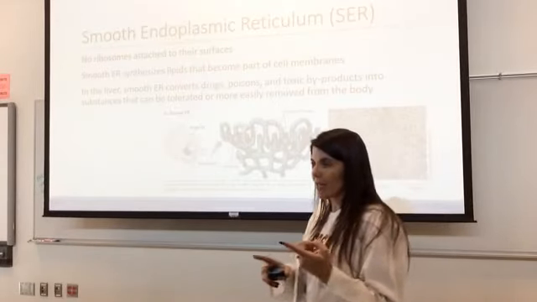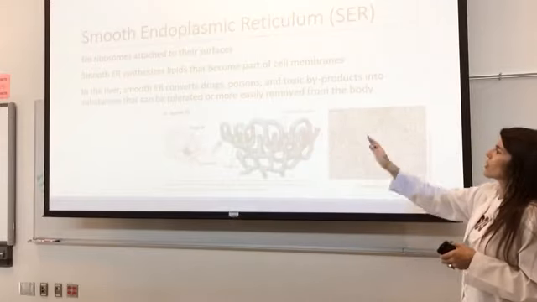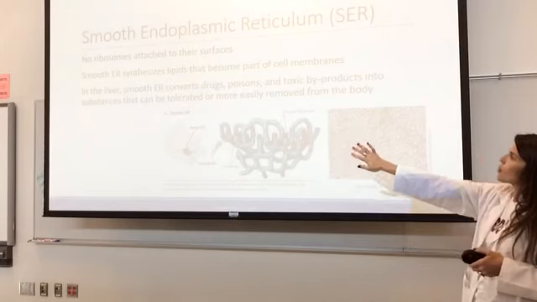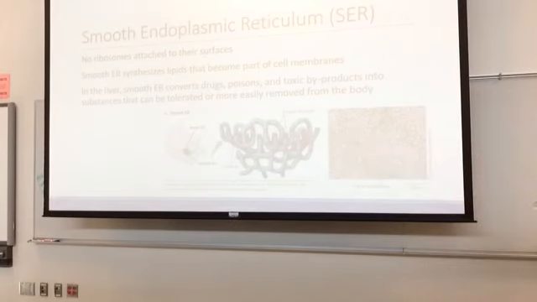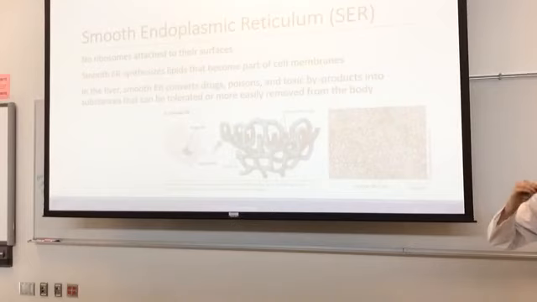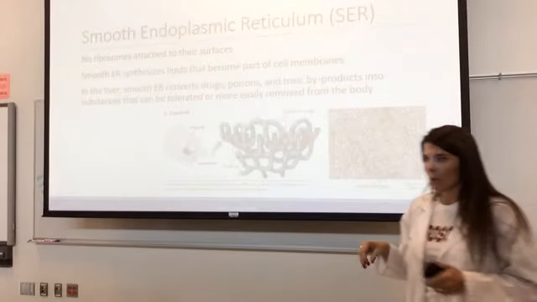So the first thing it does is it synthesizes lipids. The second thing it does, and it mentions it starts off in the liver, and I'm going to come back to that in just a moment, is that the smooth ER converts drugs, poisons, and toxic byproducts, so overall toxins, into substances that can be tolerated or more easily removed from the body. This smooth endoplasmic reticulum is the organelle responsible for detoxifying substances in your body.